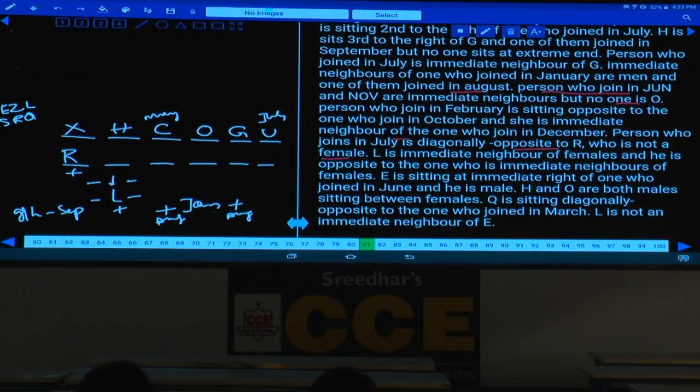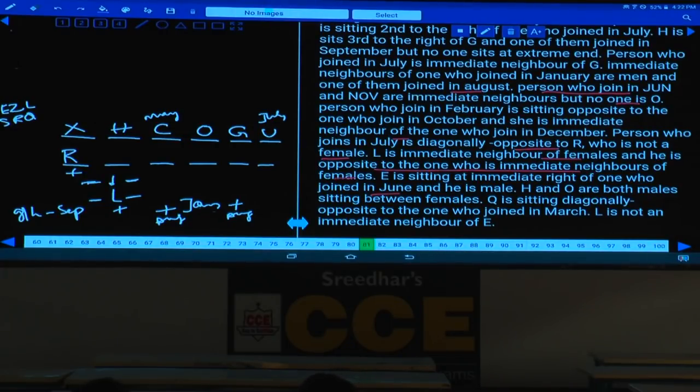Hence, by this, what can you identify here? Four males and four females are opposite to each other. L is an immediate neighbor of females because this person and this person are females. And he is opposite to the one who is an immediate neighbor of females. E is sitting to the immediate right of the one who joined in June.